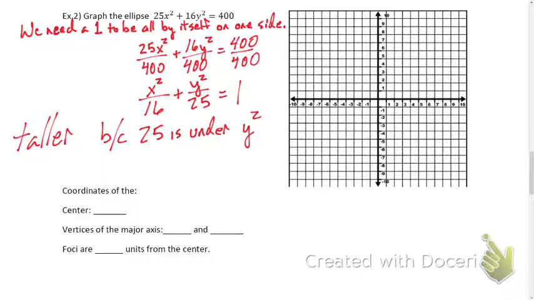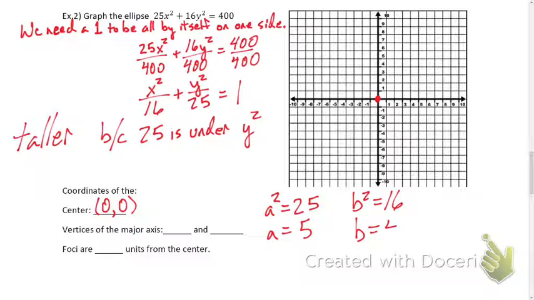All right, looks like we have another center at 0, 0, because I don't see parentheses up at the top. So make a dot at 0, 0. A squared is 25. So A is 5. B squared is 16. So B is 4. So let's go this time up 5, down 5, right 4, left 4.